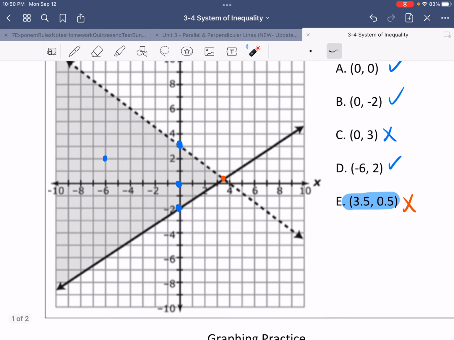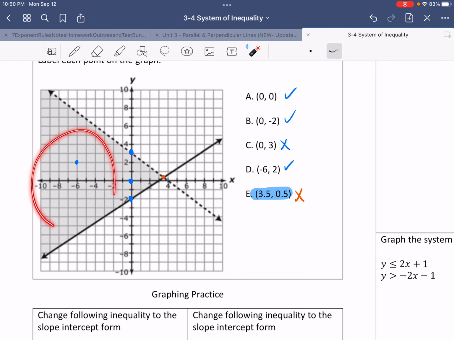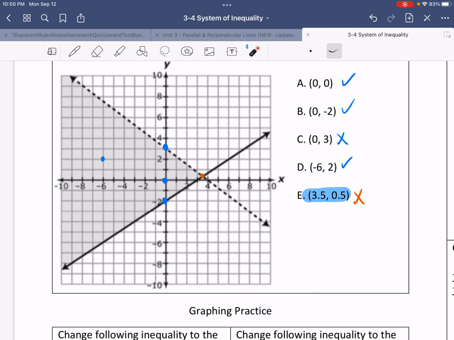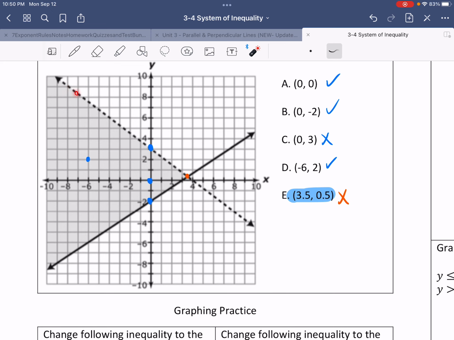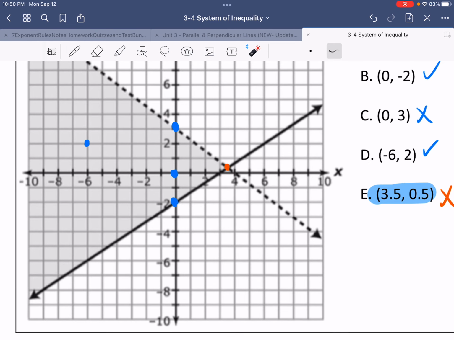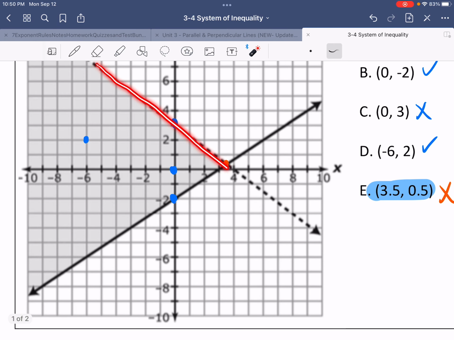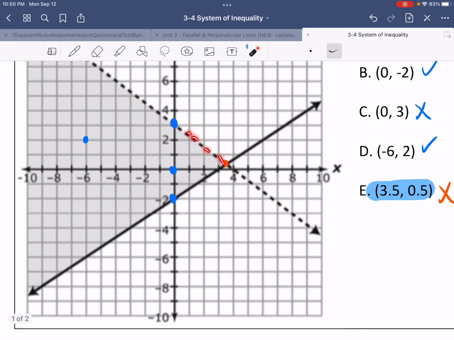In order to be a solution for the inequalities, it should be in the overlapping area, which means this point should be overlapping as well. As soon as it touches one of the dashed lines, that's not going to be a solution. If it was a solid line, then yes, this would be the solution. But as soon as one of the lines is dashed, then that's not going to be the solution, okay? Because this line is empty, therefore this point is not overlapping.